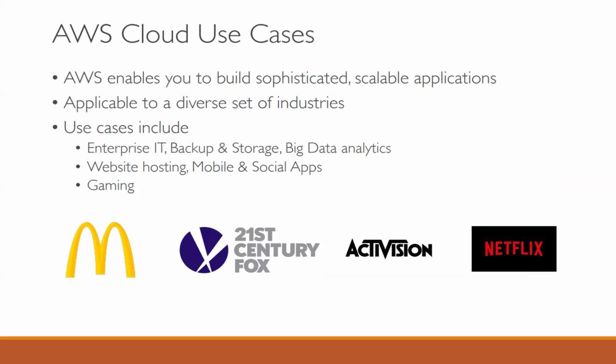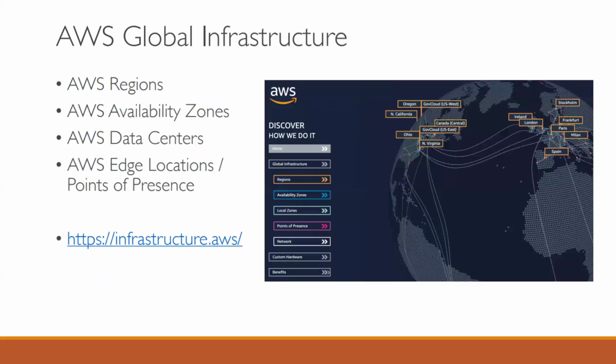AWS cloud use cases. AWS enables you to build sophisticated, scalable applications applicable to a diverse set of industries. Use cases include enterprise IT, backup, storage, big data, analytics, website hosting, mobile, social apps, gaming, everything deployed under AWS. Okay. So what are the clients? McDonald's, 21st Century, Activision, Netflix, these all are clients.